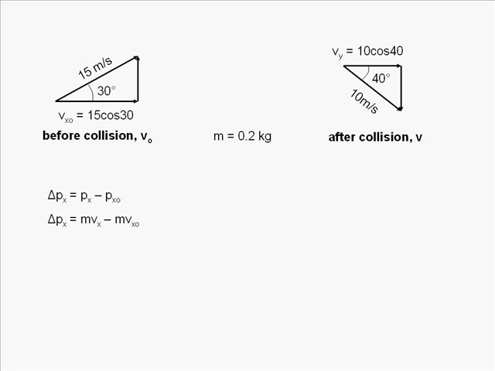Now we can plug all of the numbers in for our variables. It's time to solve for the change in momentum in the x direction. The change in momentum in the x direction equals negative 1.1 kilogram meters per second.